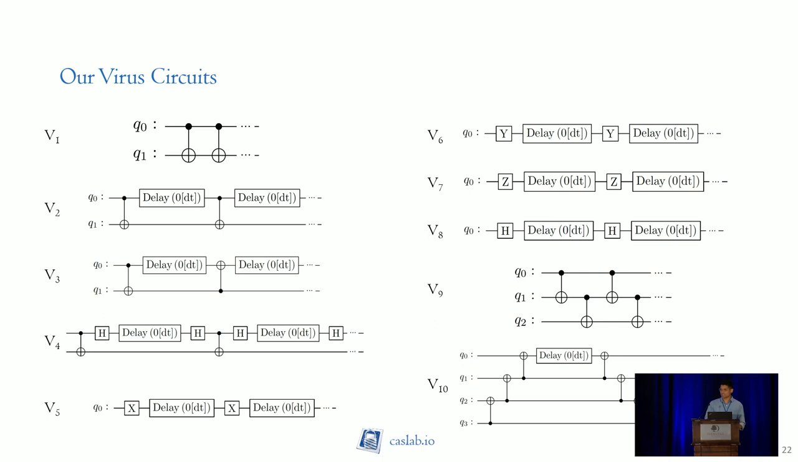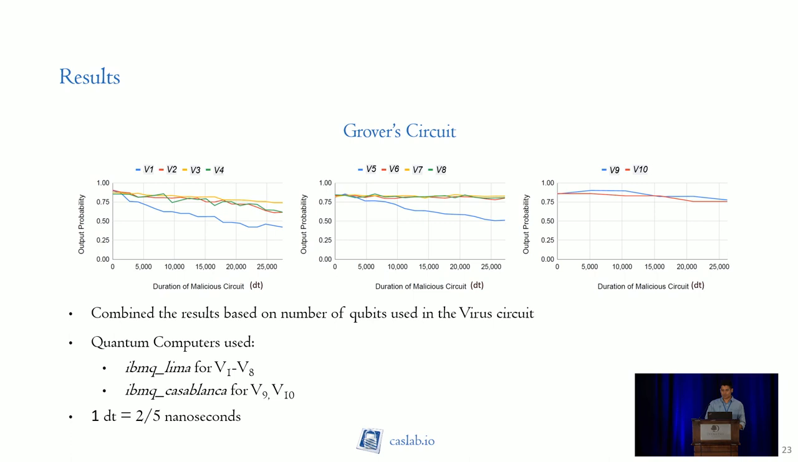Then looking at the results for the Grover circuit, we were able to see that there was a significant decrease in the output probability for some, and for some of the larger ones like V9 and V10, which were the 3-qubit and 4-qubit virus circuits, we didn't see much, because I think the spacing between the C0 gates was higher in that case. For V1 to V8, we used the IBM Q Lima, which is a 5-qubit machine. And for V9 and V10, we used IBM Q Casablanca, which is a 7-qubit quantum machine. The x-axis here represents DT, which is in time, 2.5 nanoseconds.